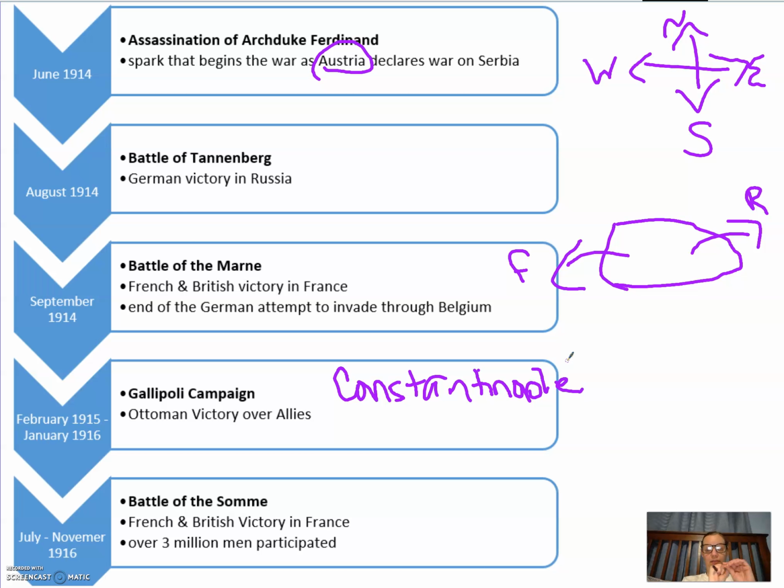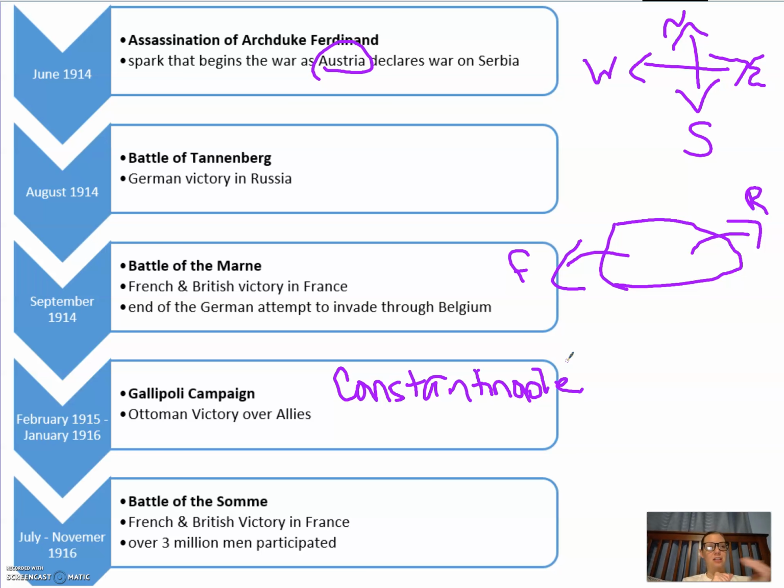It's a devastating loss to the British, to the Allies. The Ottomans win. They maintain control of that region. A lot of historical scholars will say that if the Gallipoli Campaign had been successful, the war probably would have been shorter because the Central Powers would have lost that supply line into Europe.